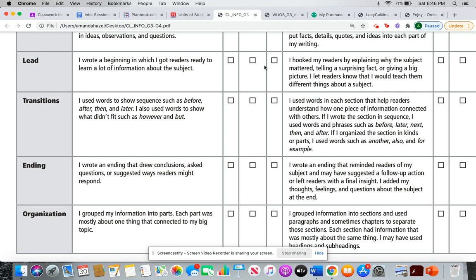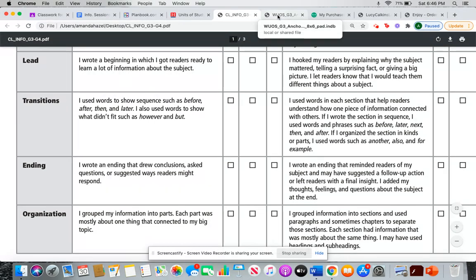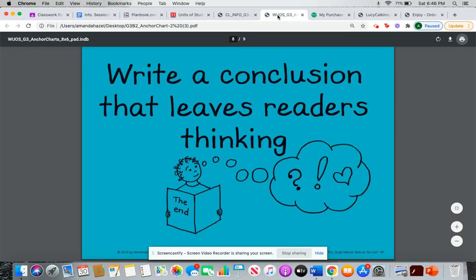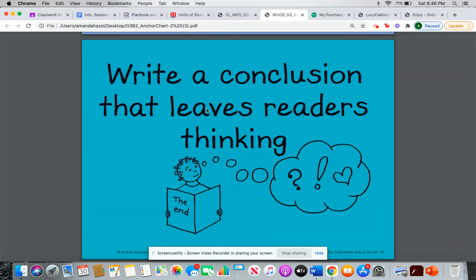What is a conclusion? So a conclusion is something that wraps up all of your writing. So when we look at this anchor chart, we say write a conclusion that leaves readers thinking. And we see that this book here says the end because conclusion comes at the end. And we want our readers to either be thinking, I'm still curious about that, or wow, that surprised or excited me, or I loved that.